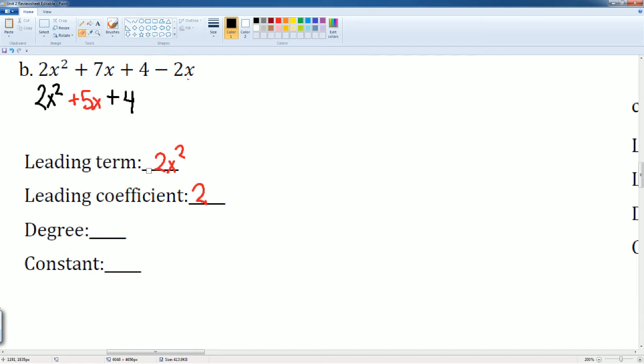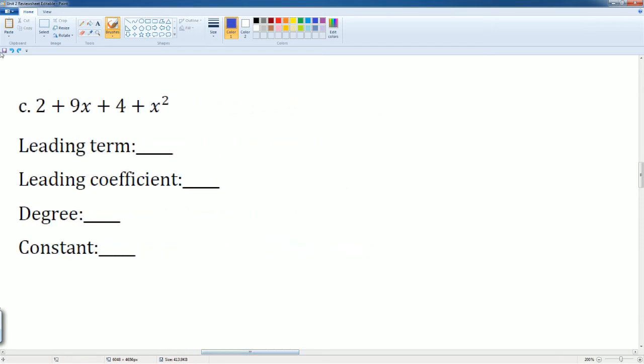The leading term, it's still 2x squared. The leading coefficient, it's still 2. The degree here, it's still 2. It's still 2. Look, still 2. The constant, it's the number. So make sure you get that. This is the constant. So it's 4. This is the constant. It's just a number. All right? Good job. But notice the leading term, the leading coefficient, and the degree did not change.